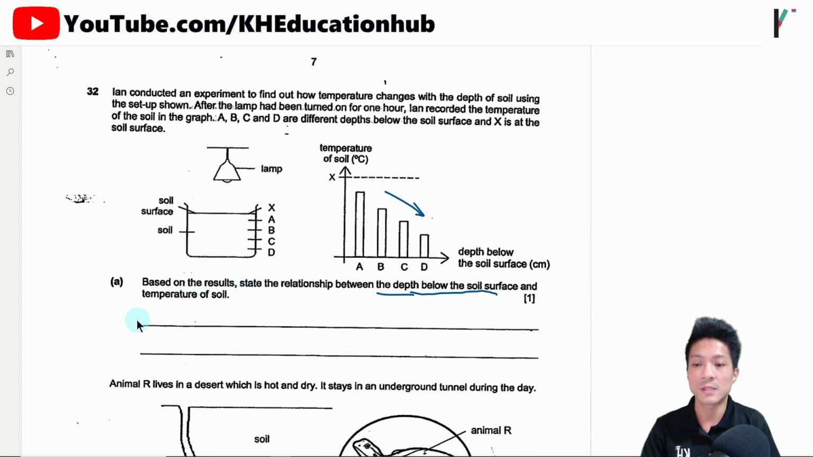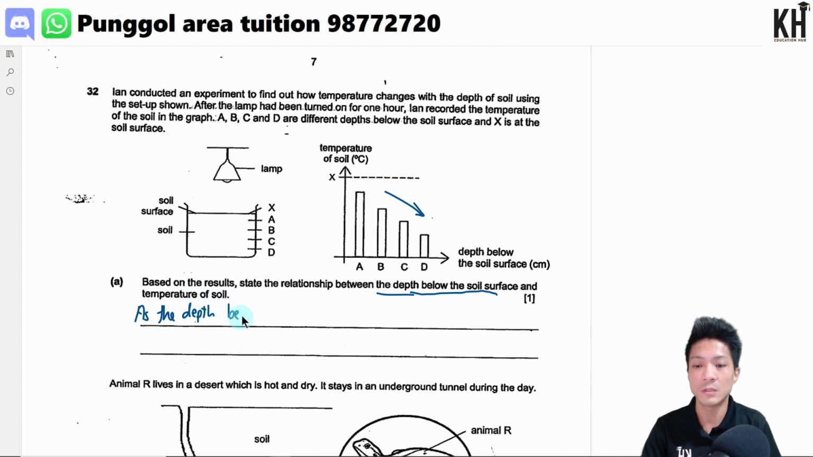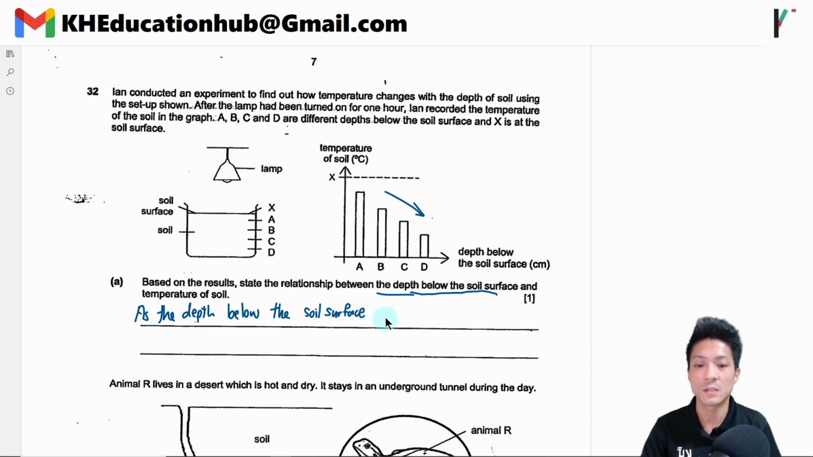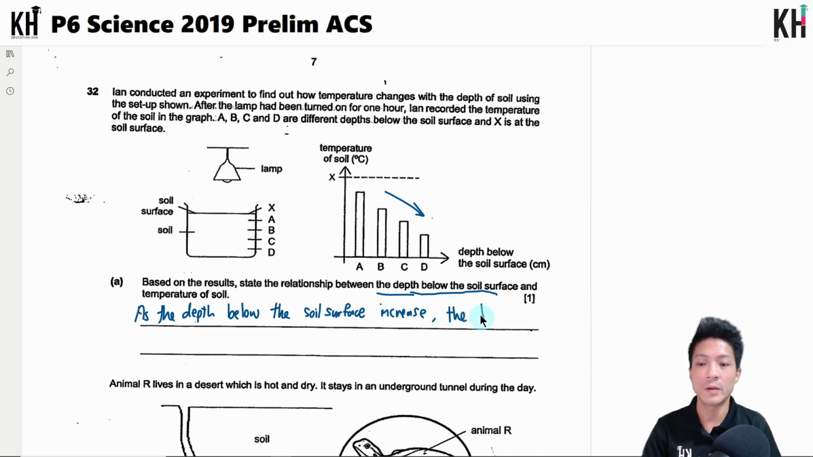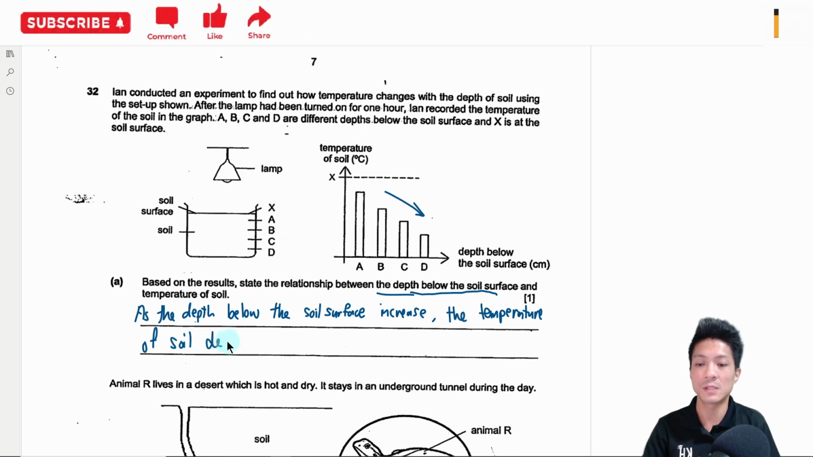Okay, so as the depth below the soil surface increases, the temperature of the soil decreases.